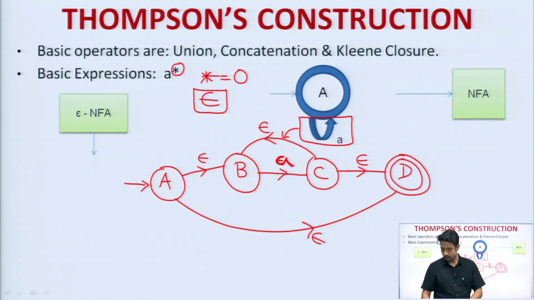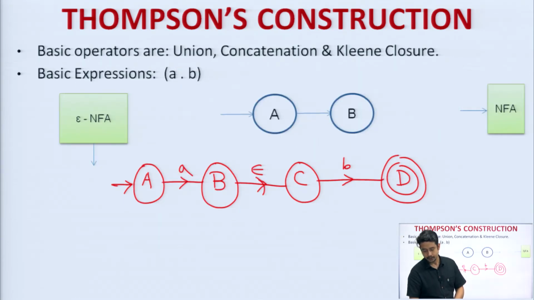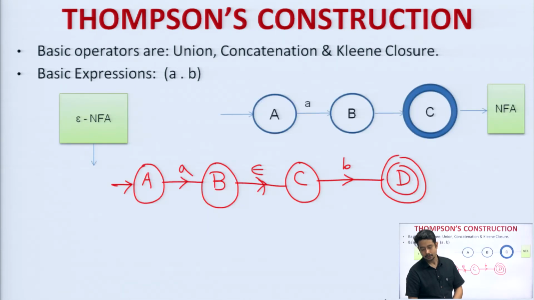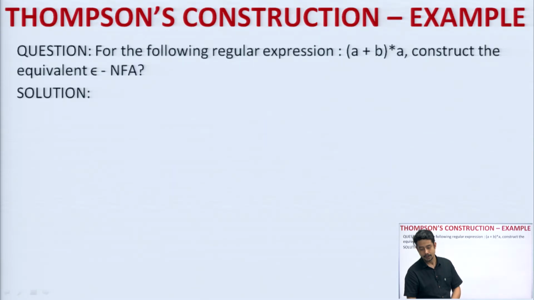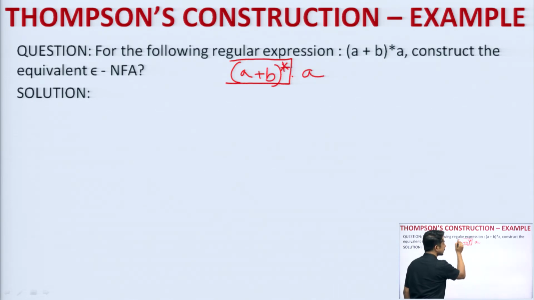Got it? So, we have tried to understand this particular concept. A plus B, then A dot B, and we have seen A to the power Kleene closure. Now, let us take a last example so that you can easily understand this. It is saying A plus B whole to the power Kleene closure dot A, correct. First, I will try to design this. But before that, this comprises a plus and a Kleene closure also. First, I will try to design only A plus B.